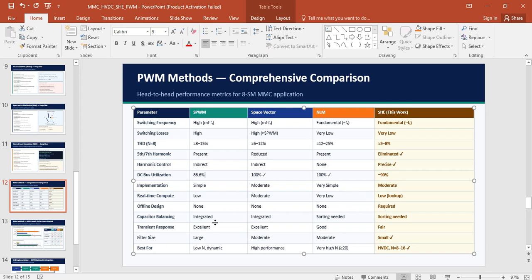Implementation is moderate. Real-time compute is low, using the lookup table. Offline design is required. Yes. Capacitor voltage balancing sorting is needed, and transient response is fair. Filter size should be small because the THD is already reduced, and it is best for a system having lower submodules.